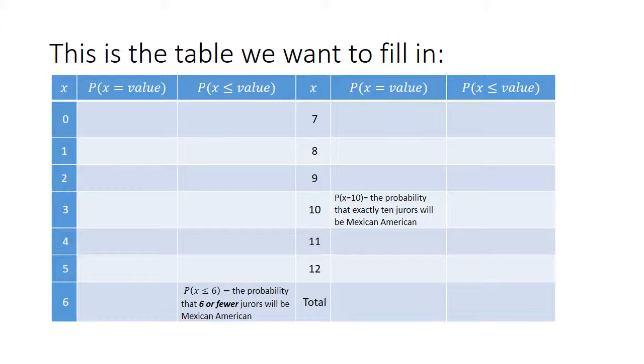The probability that X is less than or equal to 6 is the probability that 6 or fewer jurors will be Mexican American. That's the probability that we have either 0 or 1 or 2 or 3 or 4 or 5 or 6 Mexican Americans selected for a jury. The other box that's somewhat filled out: when X equals 10, the probability that X equals 10 is the probability that exactly 10 jurors on a jury will be Mexican American.